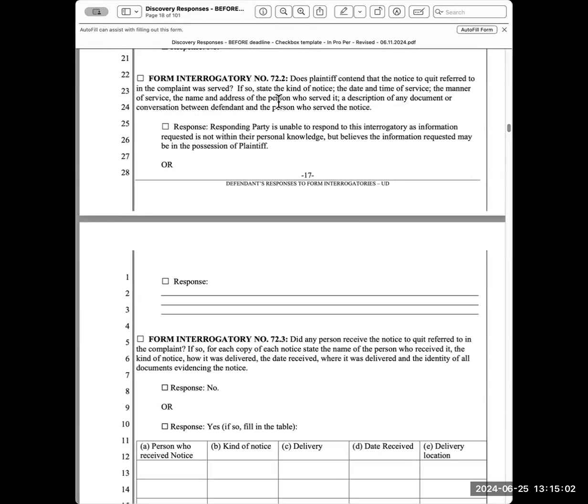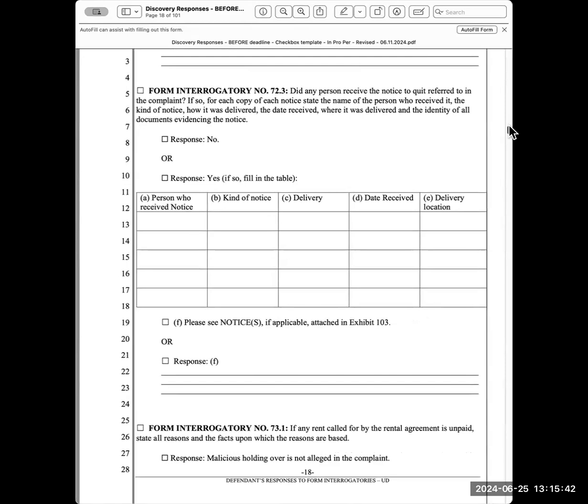The next question, 72.2. Does the plaintiff contend that the notice to quit referred to in the complaint was served? Obviously, this is a question for the landlord. However, sometimes it's checked. Tenants as well. If so, state the kind of notice, the date and time of service, the manner of service, the name and address of the person who served it, a description of any document or conversation between defendant and the person who served the notice. So if you don't have that information, you would check here. Otherwise, check here and write your response.